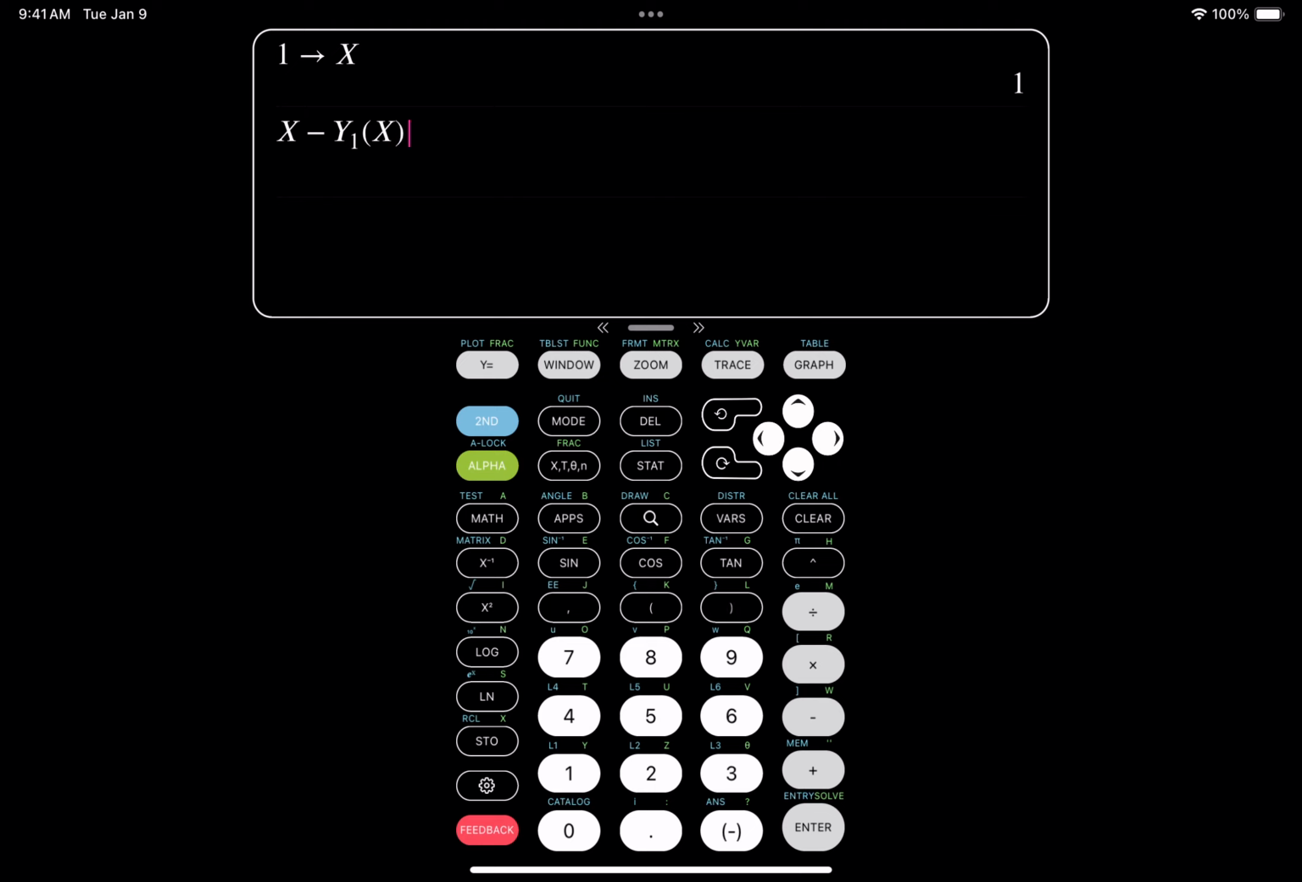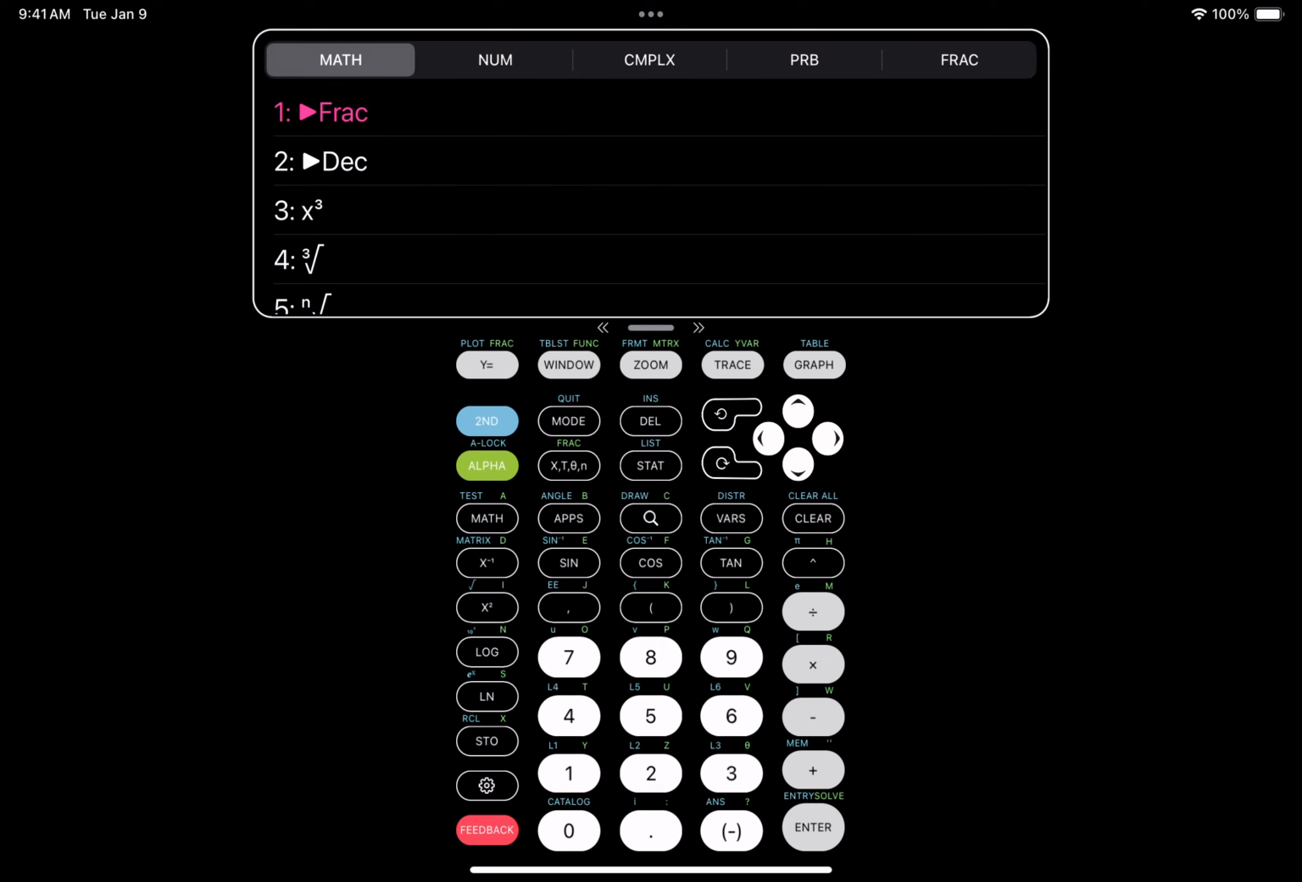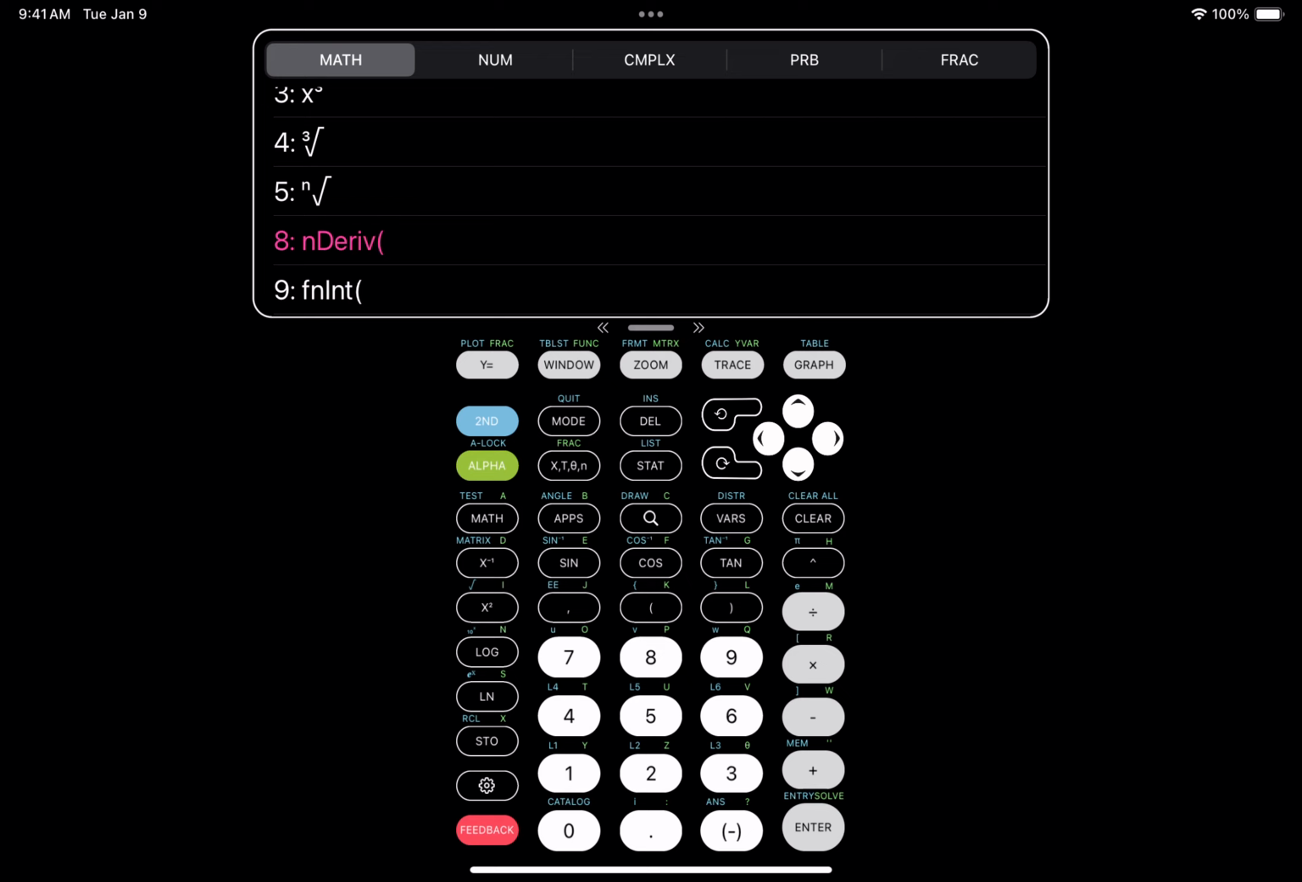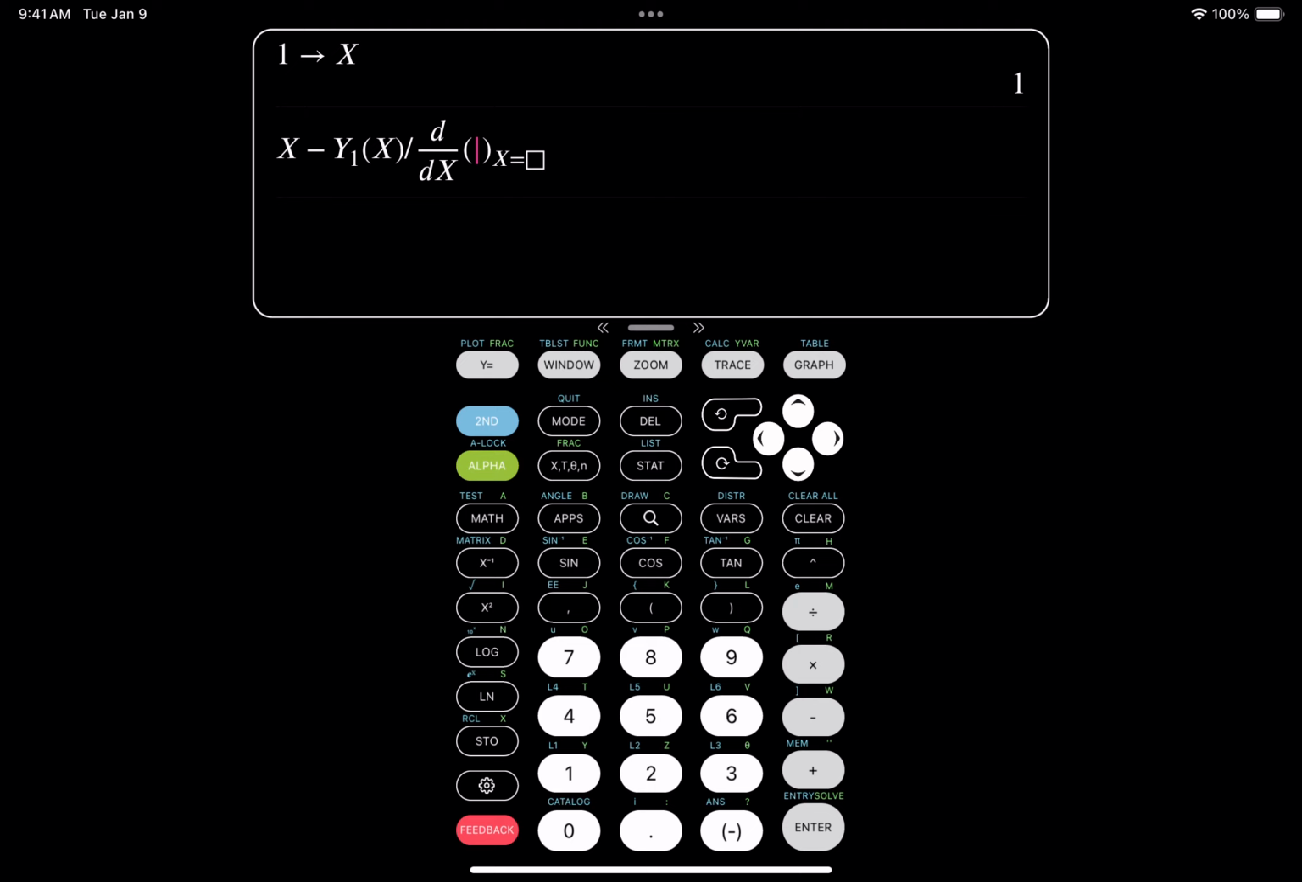So there's my f of x divided by. Now this part's going to look really funky, but it actually will work. Remember to do the numerical derivative on your calculator, it's math 8. So I'm going to hit math. And I could scroll down, but since it is choice 8, I can also just quickly hit the 8 key. And see, it looks funky, but it will work.